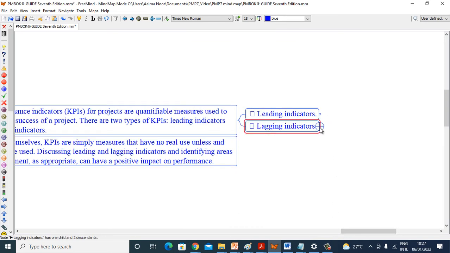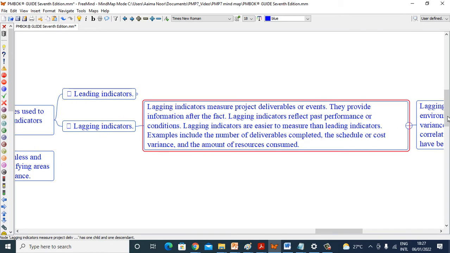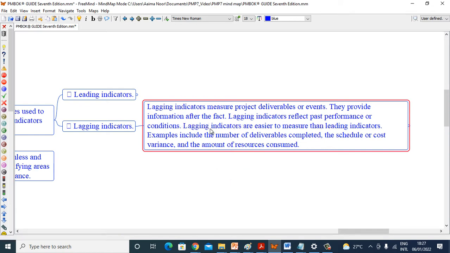Now let's see lagging indicators. Lagging indicators measure project deliverables or events. They provide information after the fact. Lagging indicators reflect past performance or conditions. Lagging indicators are easier to measure than leading indicators. Examples include the number of deliverables completed, the schedule or cost variance, and the amount of resources consumed.